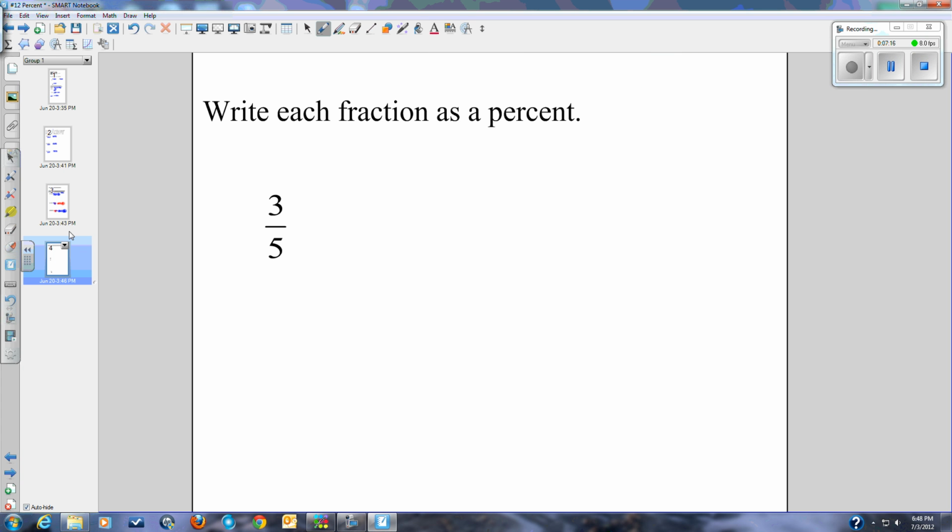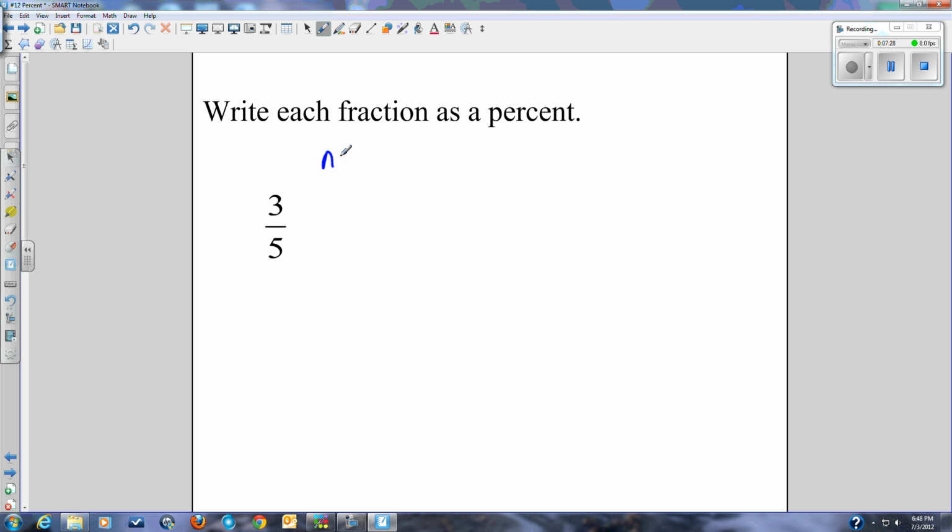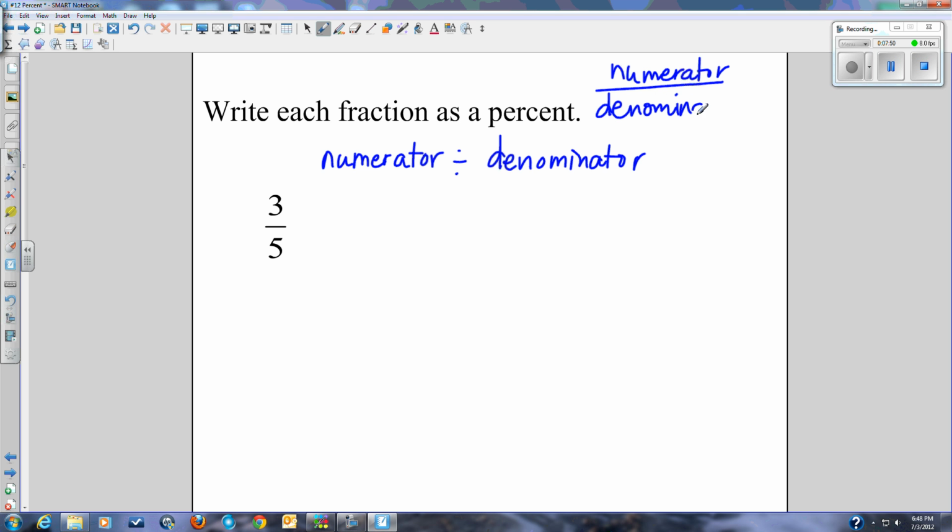Let's move on to our last page. In the next set of directions, we want to write each fraction as a percent. And how we do this is we basically start by taking the numerator of our fraction and dividing it by the denominator. And just to remind you, the numerator is the top number, and the denominator is the bottom number. So we're going to start by saying 3 divided by 5, and that gives us 0.6.